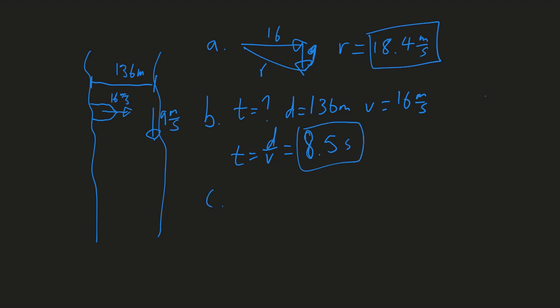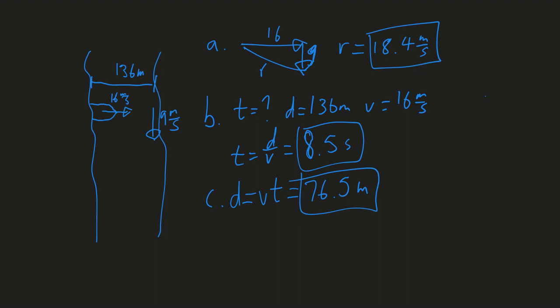Now that we have our time, remember time isn't concerned with direction, it's the total time that our boat's going to be going across, so it's the total time that our boat's going to be pushed by the river. So if I want to find my distance, I'm going to use that famous equation, distance equals velocity times time, and you should get 76.5 meters.